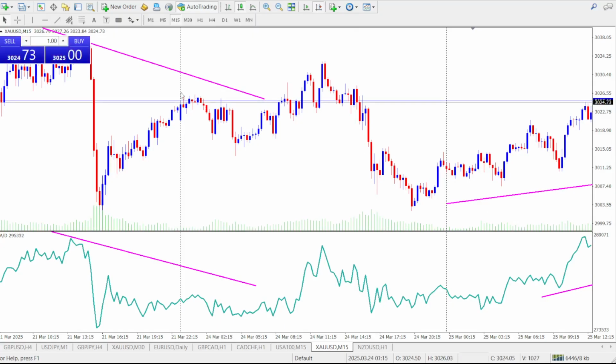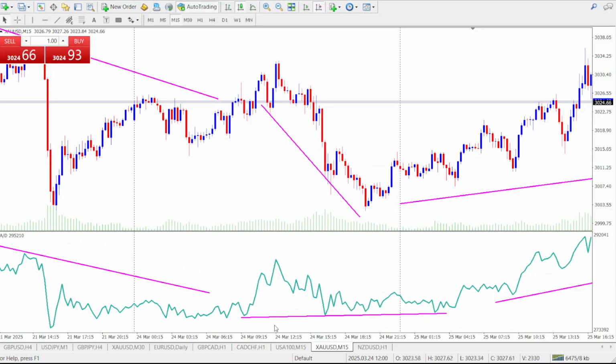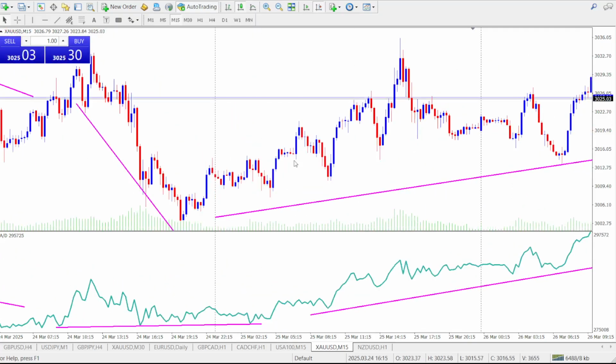For example, we can see that at this point price was still making lower lows, right? But then suddenly you can see that the AD line has started to make higher lows at this point, although this was a very, very gentle slope. So you can see that shortly afterward we actually had a reversal to the upside.